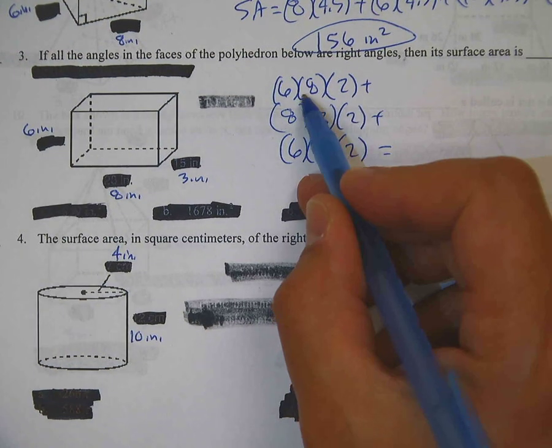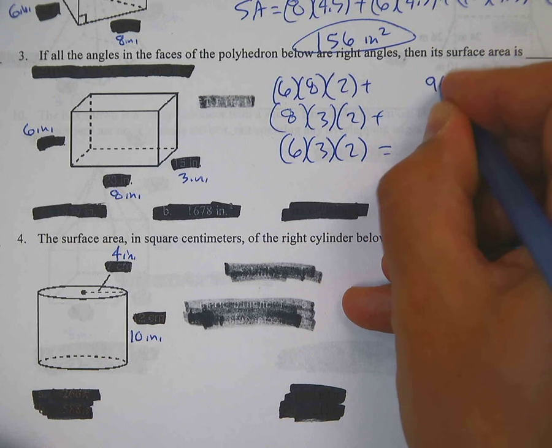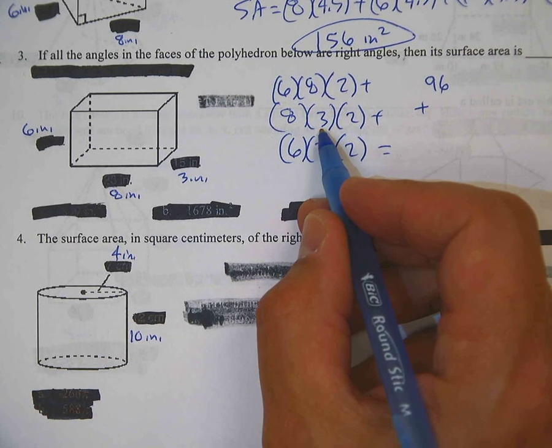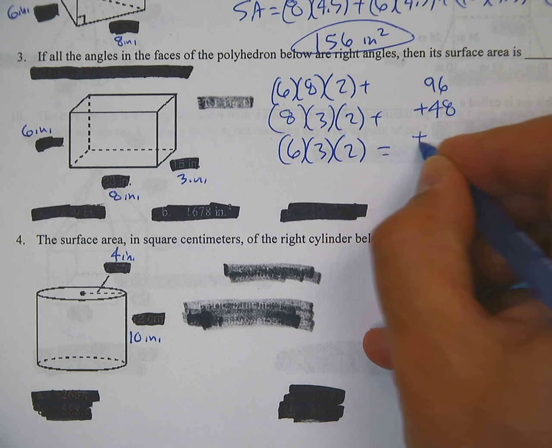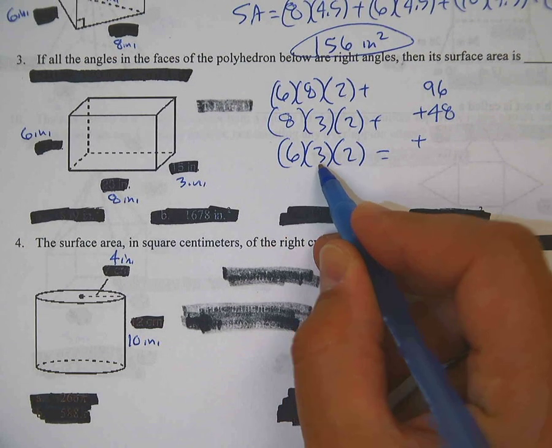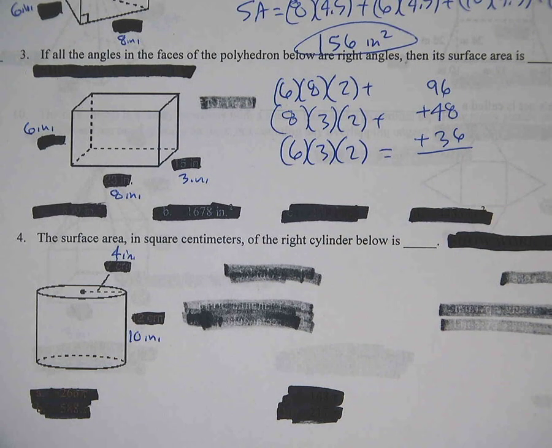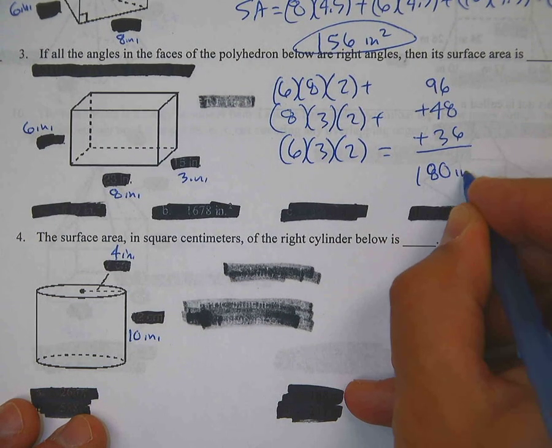So I know 6 times 8 is 48, times 2 is 96, plus 8 times 3 is 24, times 2 is 48, and 6 times 3 is 18, times 2 is 36. Going to add those together. So 96 plus 48 plus 36 is 180, and it would be square inches.